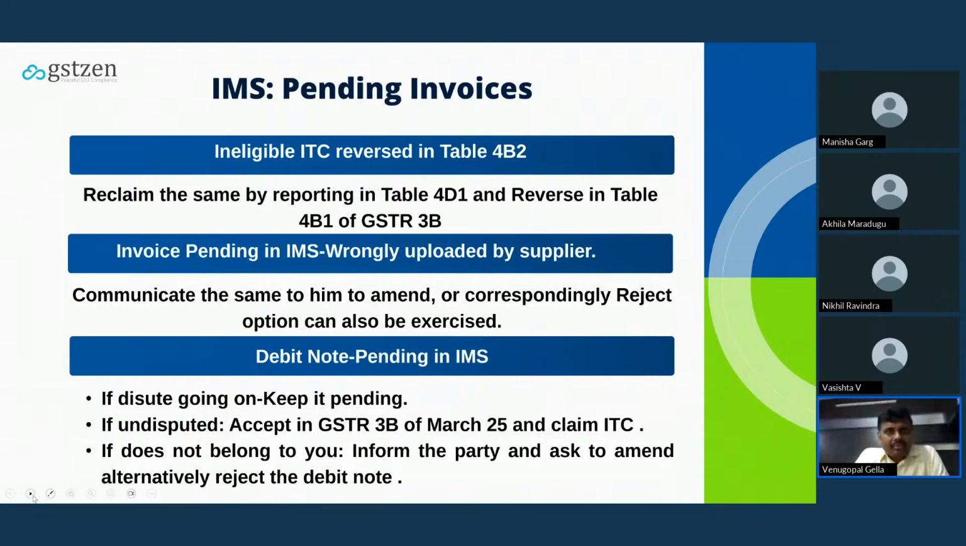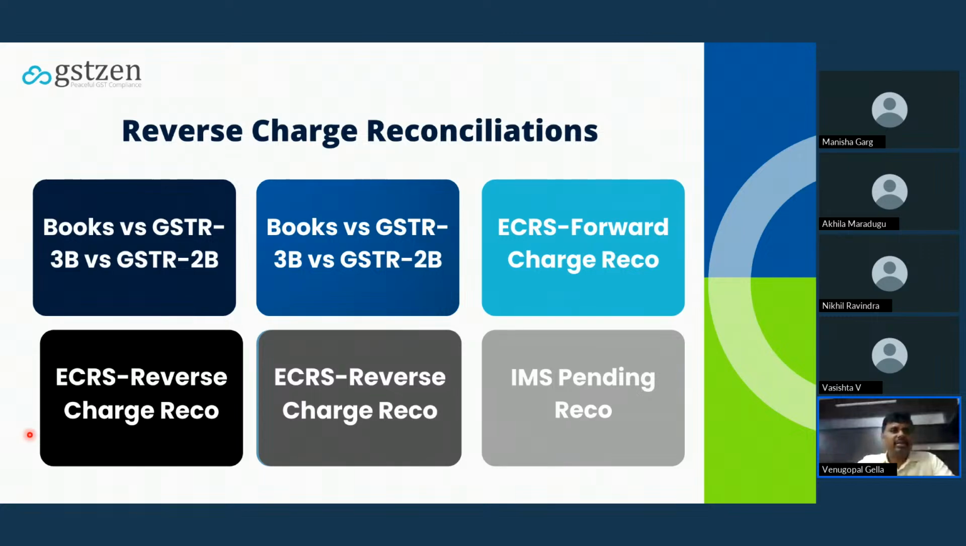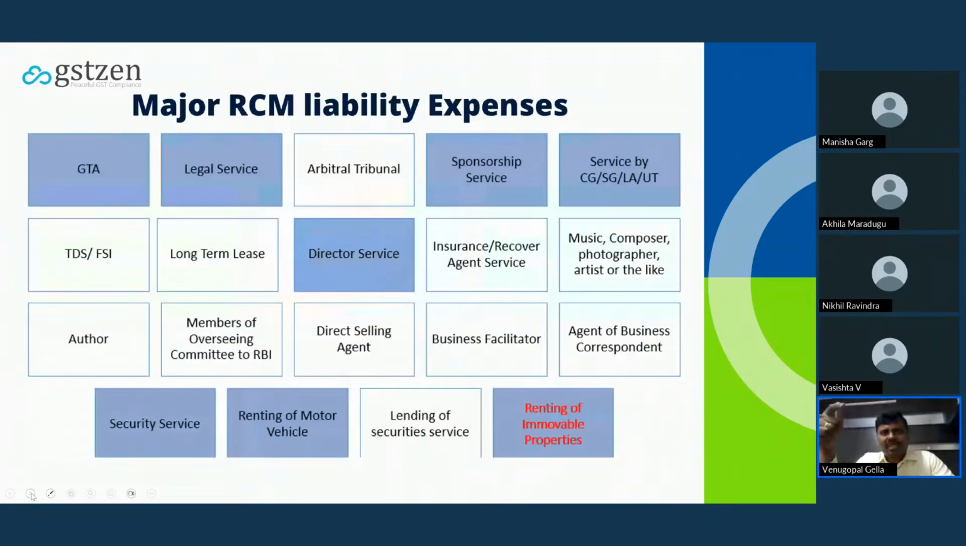Last part of my discussion; in another couple of minutes, I'll wrap it up and hand it over to Manisha. RCM: you have to reconcile this too, because you will be availing credit on import of goods, import of services, or Section 9(3), 5(3) credits which are reverse charge. You need to do a similar reconciliation. You will not have ECRS or IMS for RCM, but you will have the line items. The major RCM expenditure which you need to comb through, I have put in all the line items.